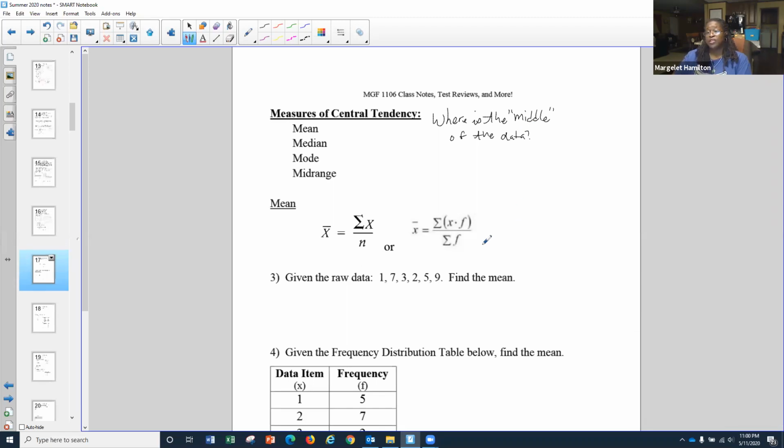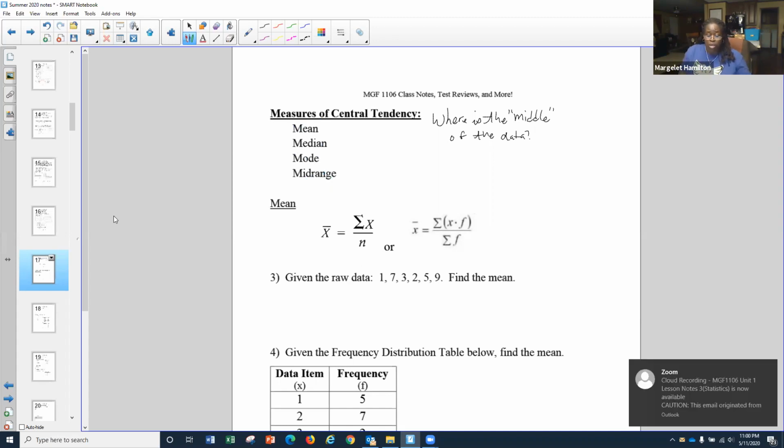Where is the middle of the data? We've heard these words before: the mean, the median, the mode, and the mid-range. Okay, so here we are looking at each one. We're looking at the mean first. The mean, we're talking about the average of something.